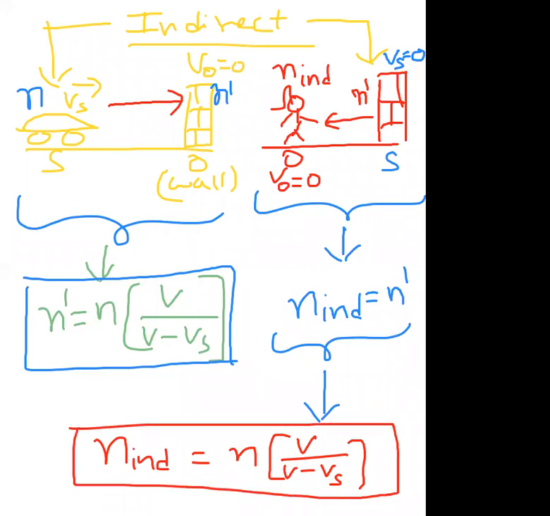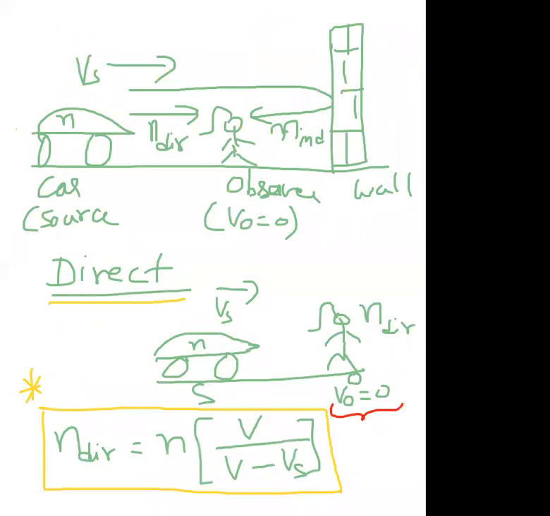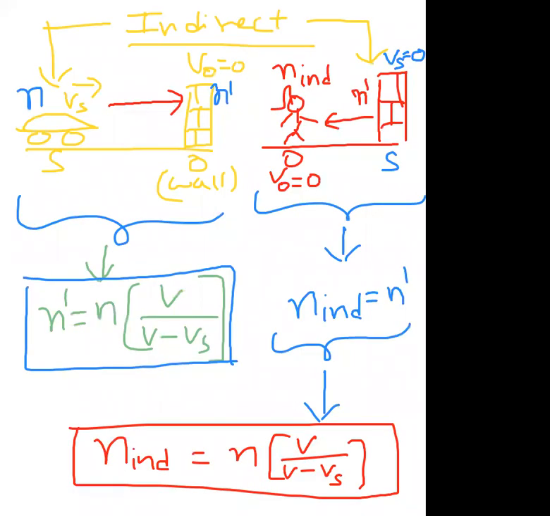And previously we got the n direct formula. Let us check the previous one. The previous one, what we got, n direct is n into V by V minus Vs. This is the direct formula. Here also we observe the same, so indirect and direct are both the same. Again the same formula. So as they are the same, the final conclusion is that n direct is equal to n indirect is equal to n into V by V minus Vs.